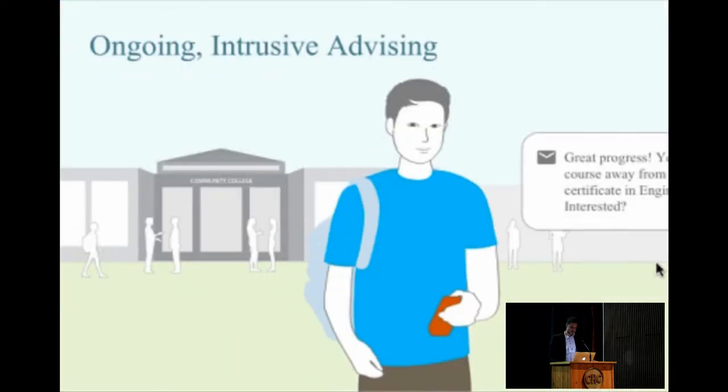So Julian updates his plan, and he gets back on track, and he works hard to stay on top of his classwork, and his professors are even noticing. A few of them even send him a kudos through Starfish. And then about halfway through his program, Julian receives a message letting him know that he's actually close to earning a certificate, and that with little additional work, he could have a certificate in hand, and it might help him get a better job now.